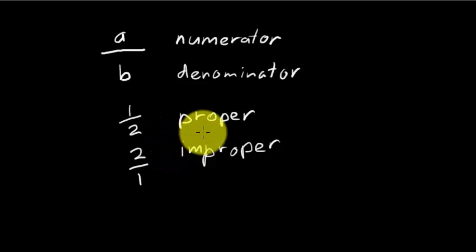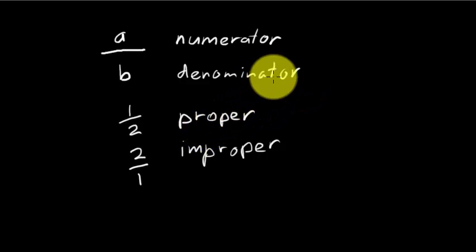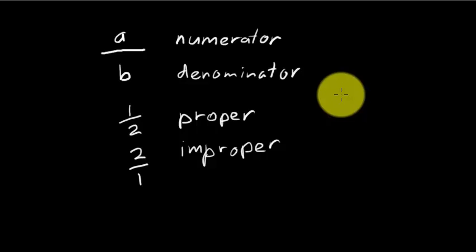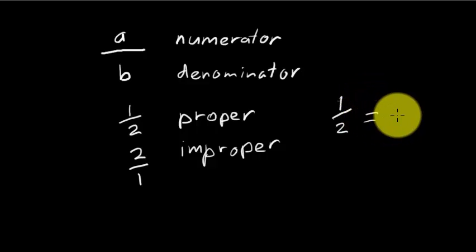Next term is equivalent fractions. So equivalent fractions are basically one fraction which is the same value as another fraction. However, the numerators and denominators may be different. So let's have a look at half again. So 1 over 2, numerator is 1 and denominator is 2. That is the same as 2 over 4. So 2 being our numerator and 4 being our denominator. Now these are the same.